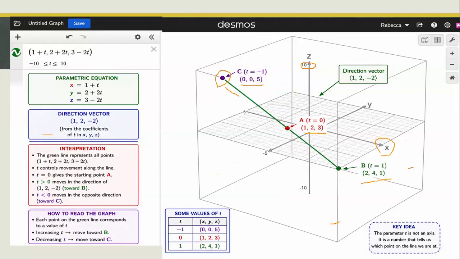Each point on the green line corresponds to a value of t. So if t is increasing, you move towards B, because that is moving to the positive side. And if it's decreasing, you move towards C.